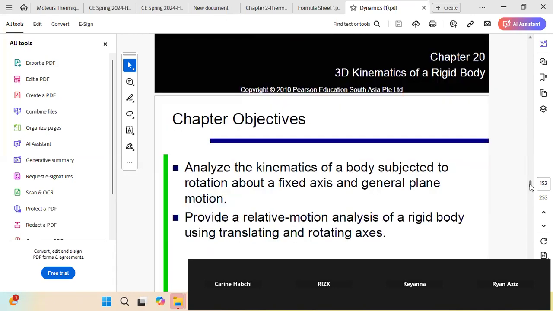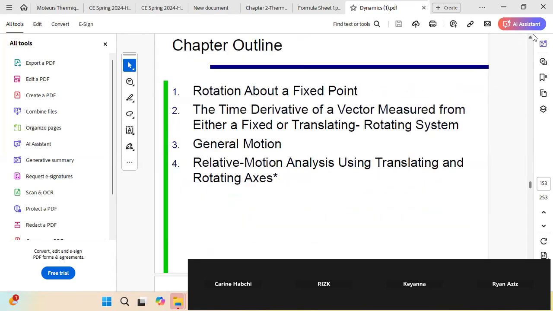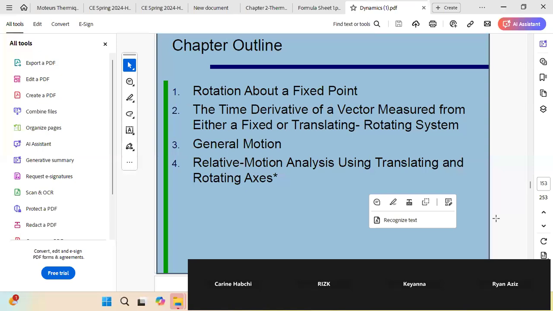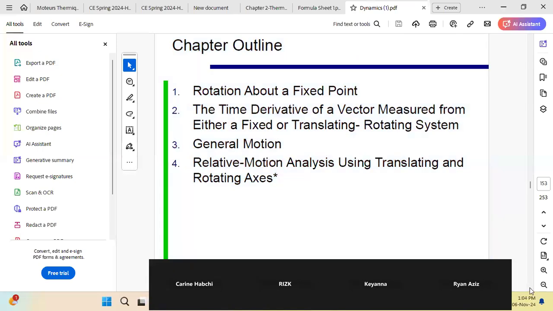So in this chapter, we'll study first rotation about a fixed point, then the time derivative of a vector measured from either a fixed or translating rotating system. We'll see also what are the equations to deal with in general plane motion and the relative motion analysis using translating and rotating axes. So it's nearly the same outline as chapter 16, but now in 3D motion.